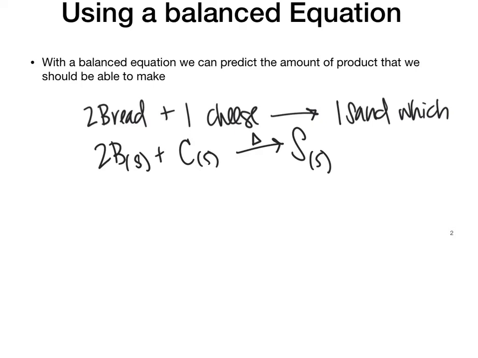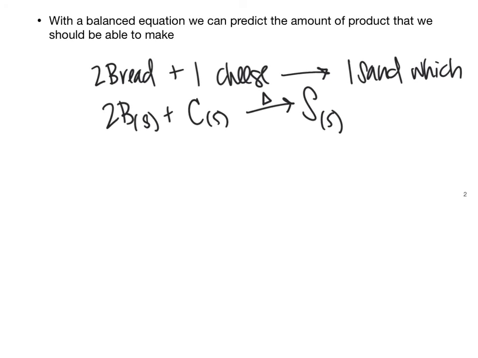So to predict the product, let's just say you come to my kitchen and I have 5 cheese. So we can predict how many sandwiches we can make. We have 5 cheese, and we're going to use our stoichiometric ratio of 1 cheese makes 1 sandwich. So therefore, with 5 cheeses, we can make 5 sandwiches.